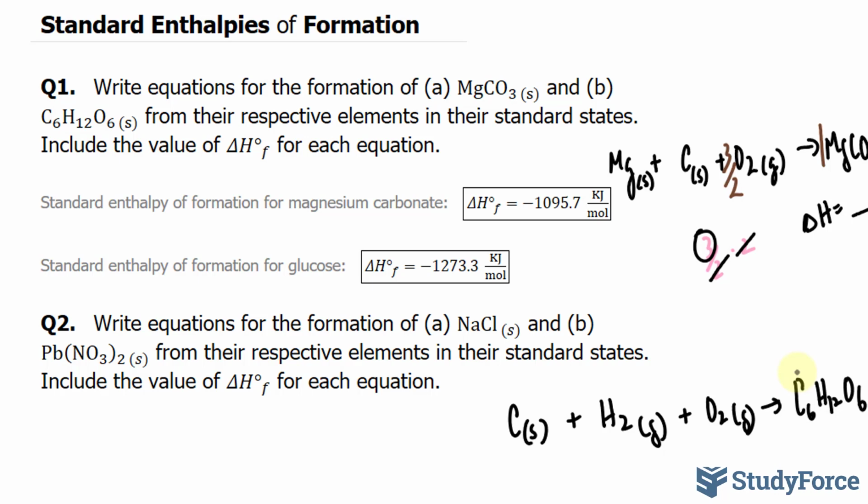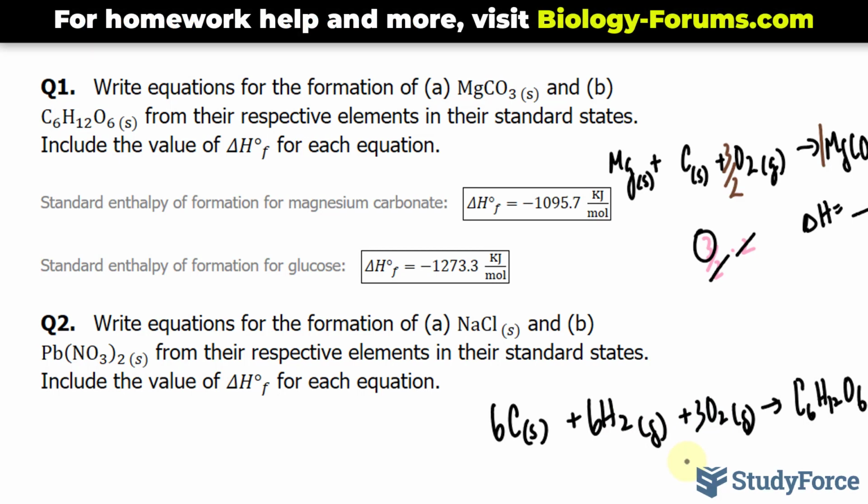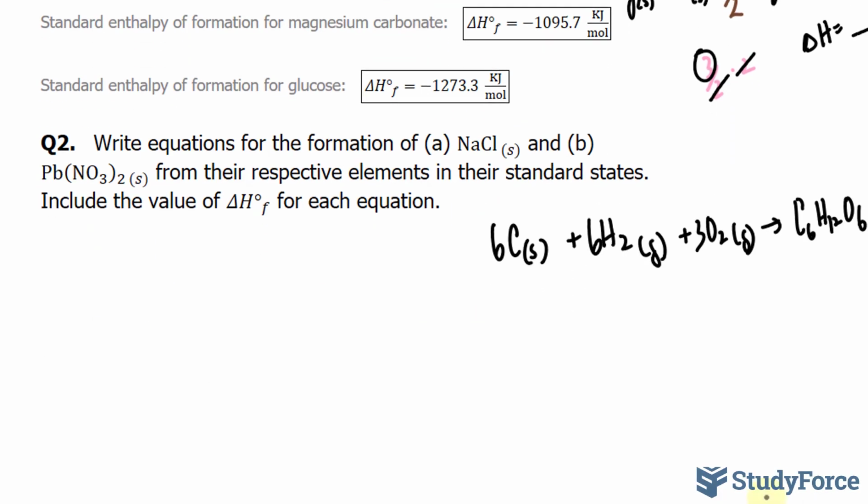We now need to balance this, so I'll put a 6 here, I'll put a 6 here. Now we have 6 carbons, 6 hydrogens, and a 3 in front of the O2. That balances the chemical equation perfectly. Its standard enthalpy of formation was found to be negative 1273.3 kilojoules per mole. And this is the reason why we want to make sure that this is 1, because it's per 1 mole of glucose.